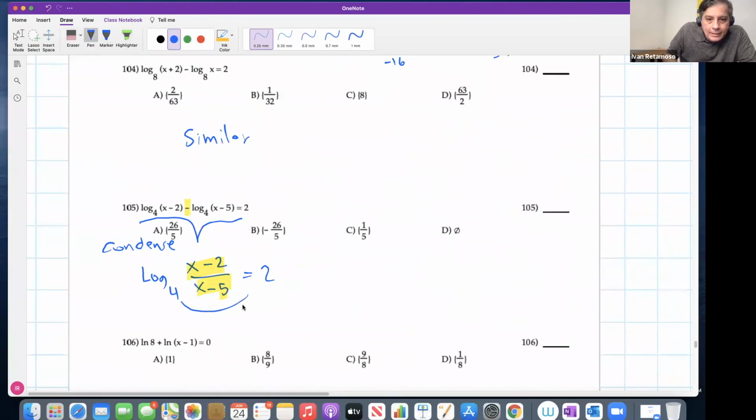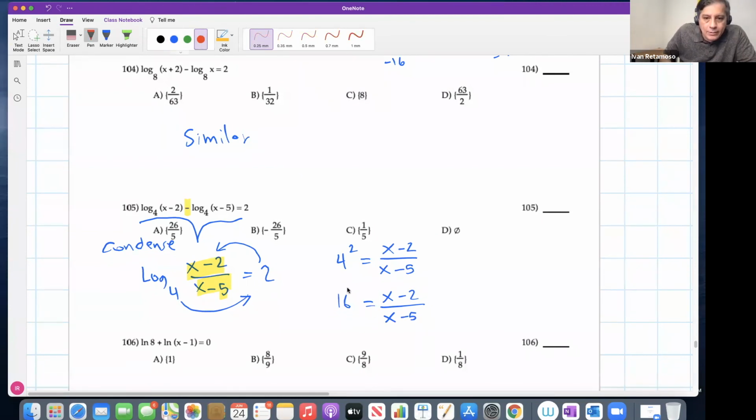You're going to see that 4 raised to 2 should be equal to the inside of the log, the argument, right? So you're going to get this. 4 squared will be equal to x minus 2 over x minus 5. 4 squared is 16, right? Now we're going to solve for x.